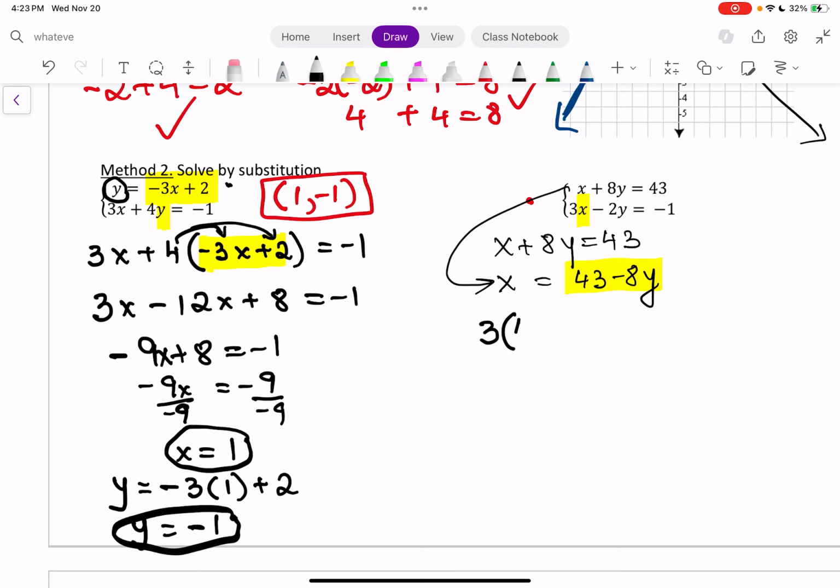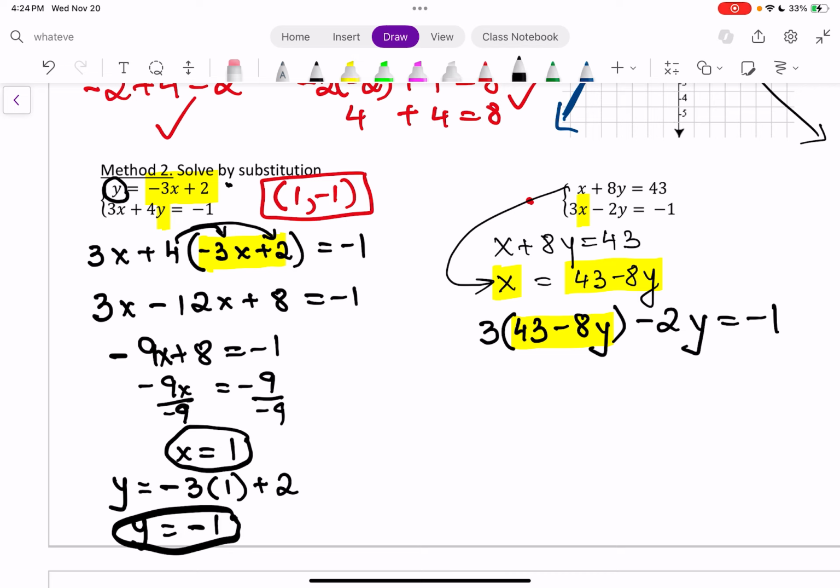I've used that one up. So I'm going to the second equation, and wherever I see x, I write that whole expression. So we know that x is the same thing as 43 minus 8y. And so therefore, the second equation can now say 3 times (43 minus 8y), and then continue and copy the rest of the equation, minus 2y equals -1.